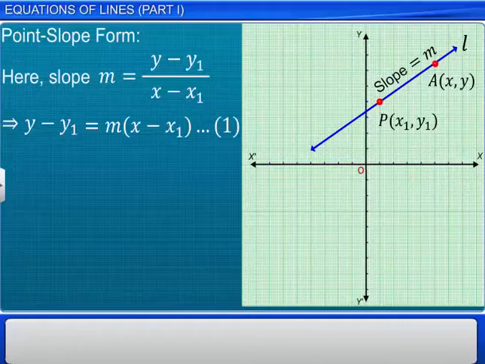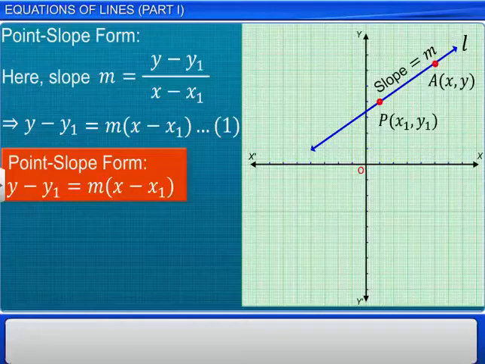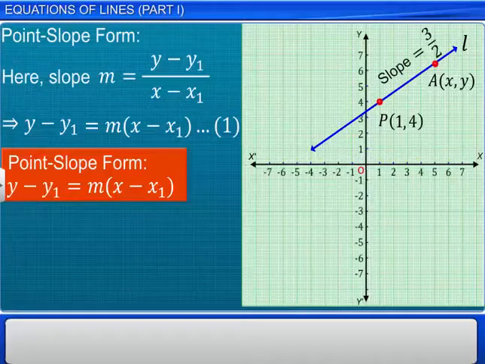Equation 1 represents the point-slope form of the equation of a line passing through a given point (x1, y1) and with slope m. For example, consider a line L passing through a given point P (1, 4) and having a slope 3 by 2.